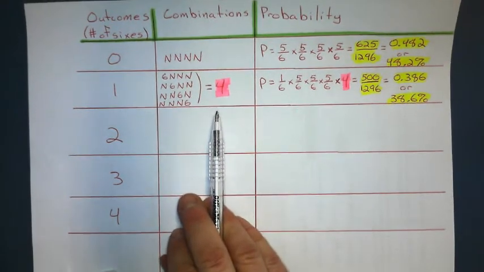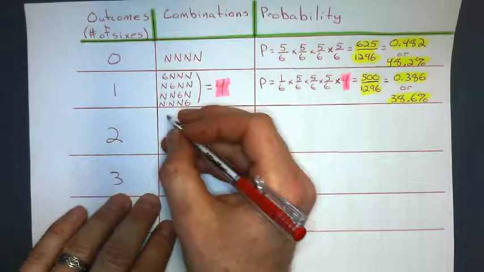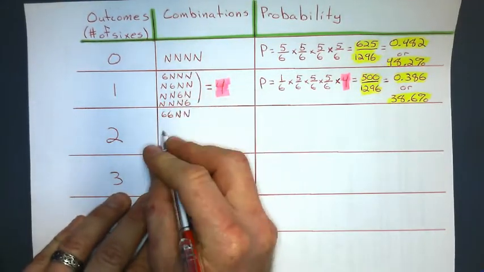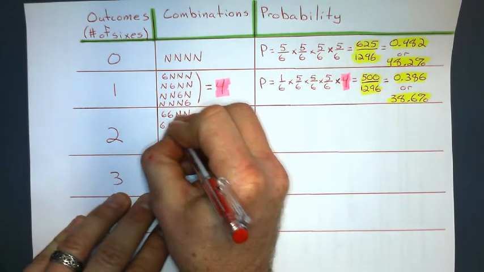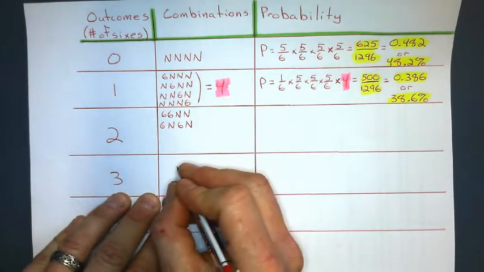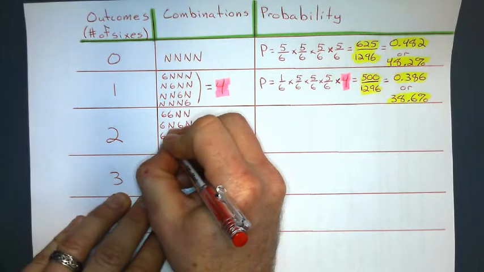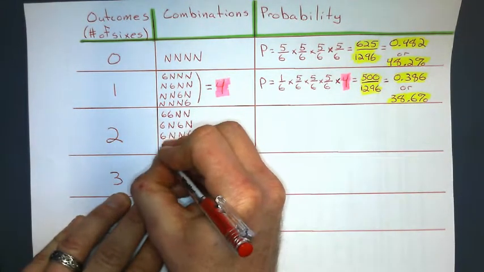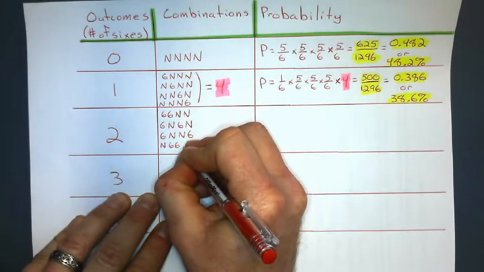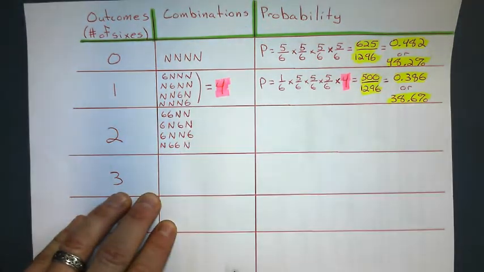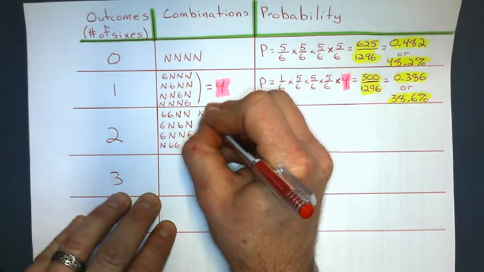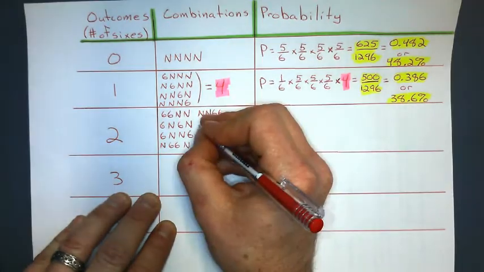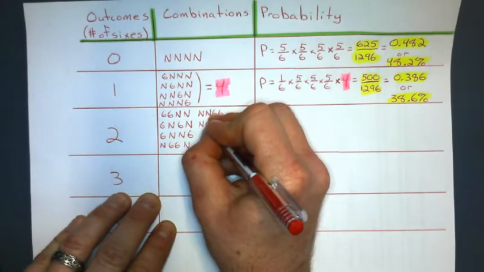Okay, what about 2 sixes? What are all the possible outcomes I can get from there? Well, I can get quite a lot. I can get the first 2. I can alternate it. I can get the first and last. I can get the middle ones. I can get the last 2. And I can alternate again.